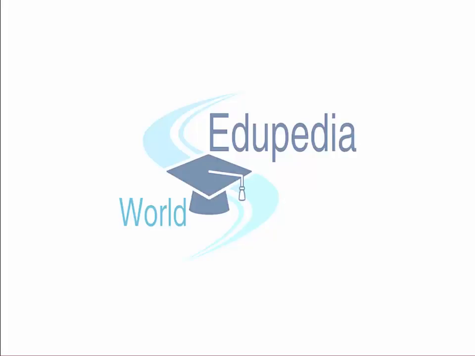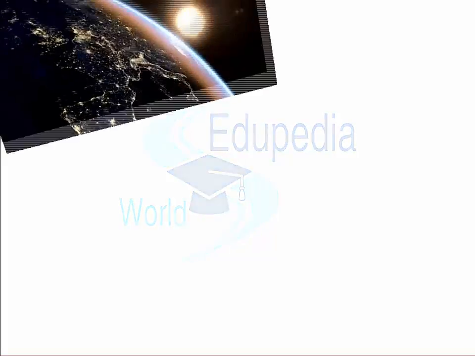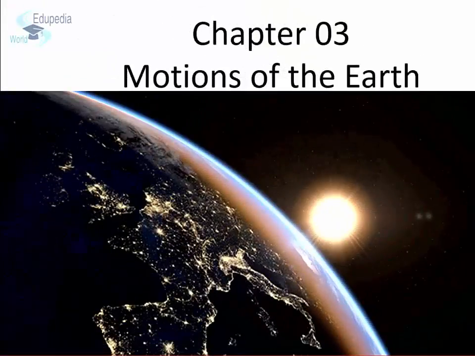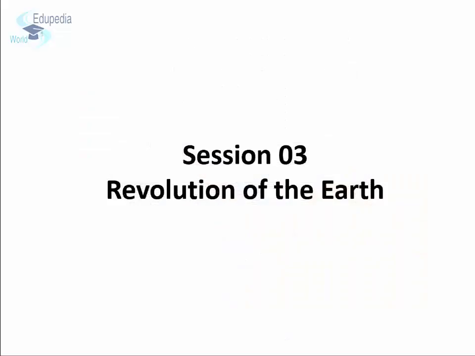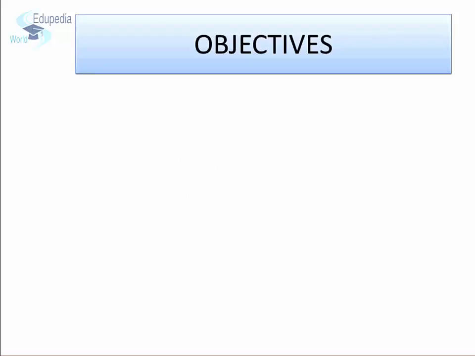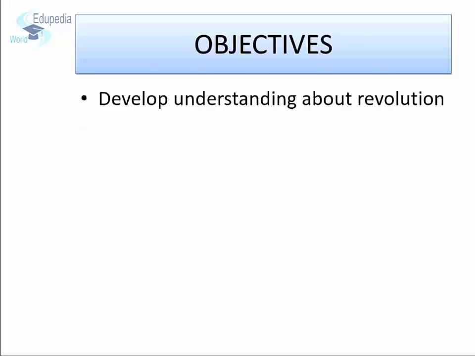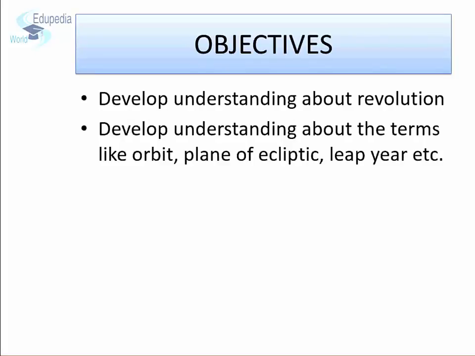This is Vikas Patil. This is the second session of the chapter Motions of the Earth. In this session, we are going to explore another motion of Earth, the revolution. In this session, we are going to try and achieve the following objectives. Develop understanding about revolution. Develop understanding about the terms like orbit, plane of ecliptic, leap year, etc.